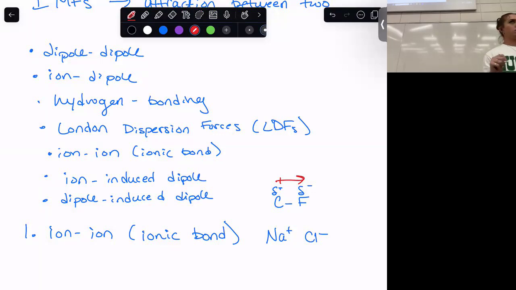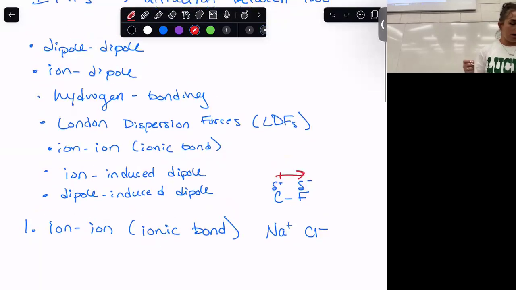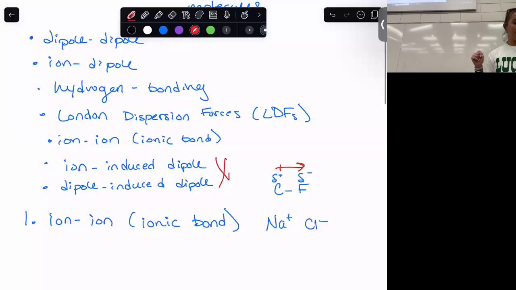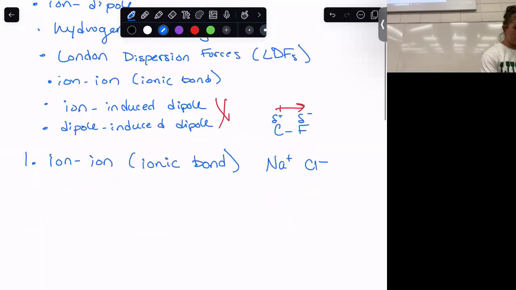Okay, any other questions there? Everyone see the difference between the covalent and the ionic and why ionic is stronger? Yes, okay. We're not going to worry about ranking these. Just know that they exist. I can explain them in a second. So next we have ion. What's going to be our next strongest intermolecular force? Yep, ion dipole is going to be our next one.